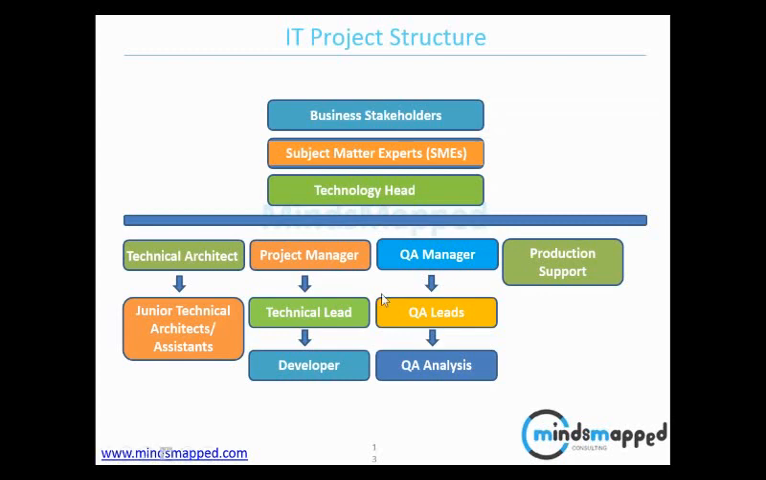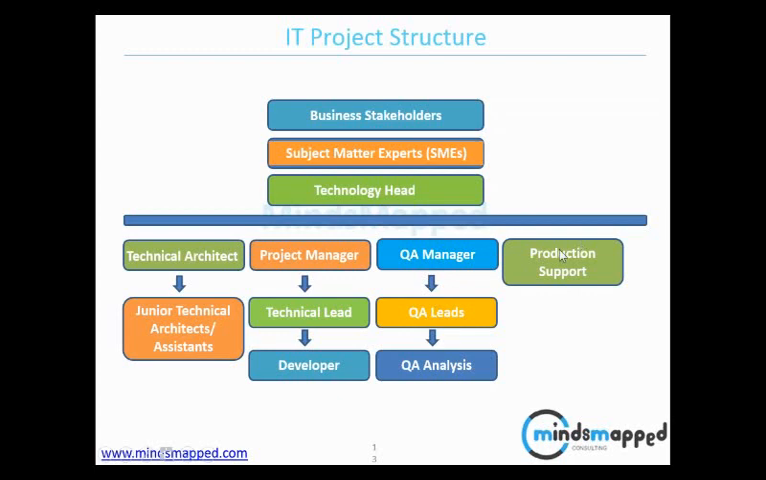Then you have the QA manager. The QA manager makes sure that whatever solution has been created by the project manager is correct and delivers on the functions. It is up to the quality standards set up by the organization and the client. He is the one who makes sure the product or project is delivered right.